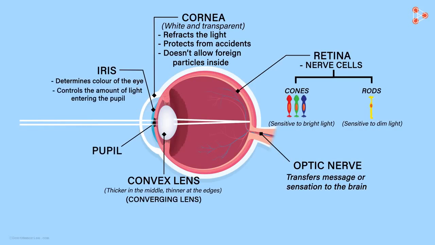Iris controls the light entering through the pupil by contracting and expanding. Behind the pupil, there is a converging lens which focuses the light on retina. Retina consists of two types of nerve cells, namely cones and rods. They transfer the message through the optic nerve. There is a lot of information to digest. In the next video, we will talk more about this lens present inside the eye and will also discuss its functioning.